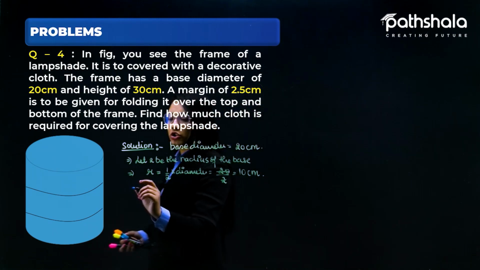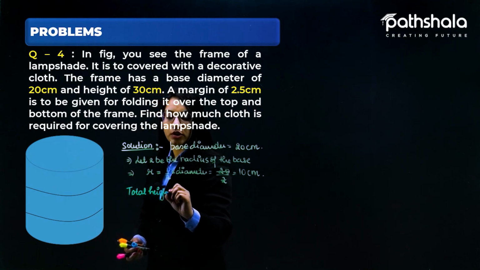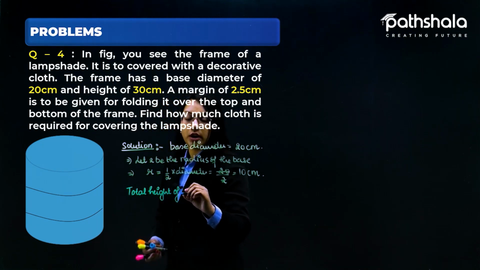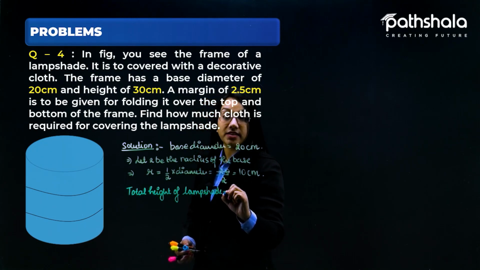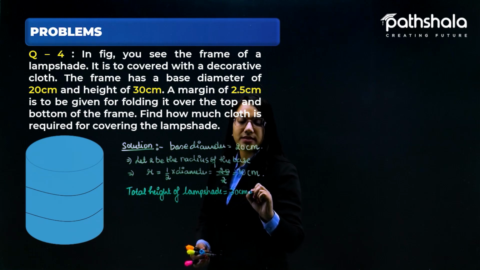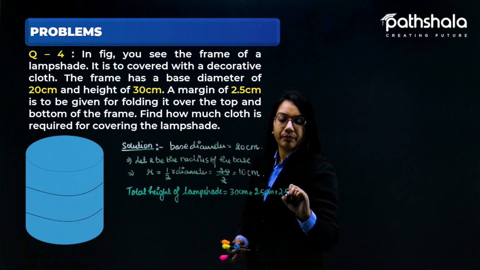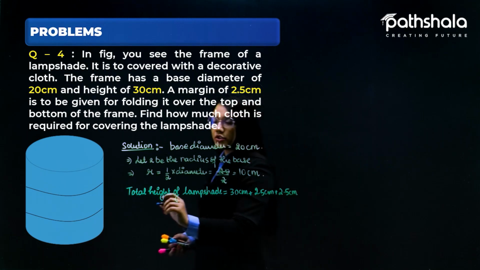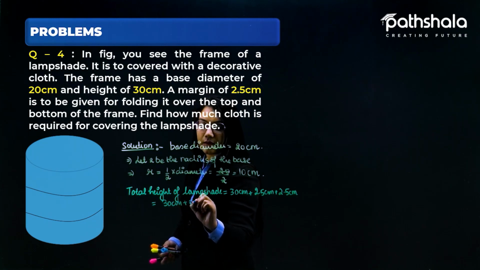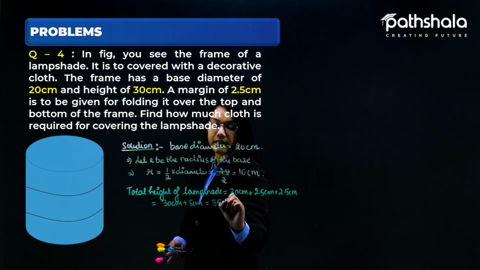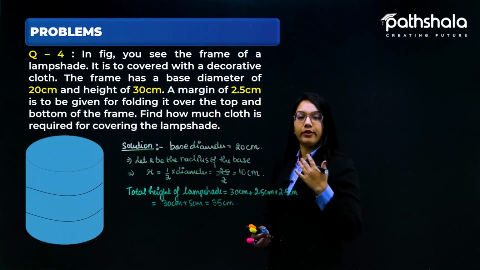So let us suppose I'm talking about the total height of the lampshade. It should be equal to 30 centimeter plus the margin in the top plus the margin in the bottom. So this would be equal to 30 centimeter plus 5 centimeter, which is equal to 35 centimeter. So this is the height of the lampshade, or the total height of the lampshade.